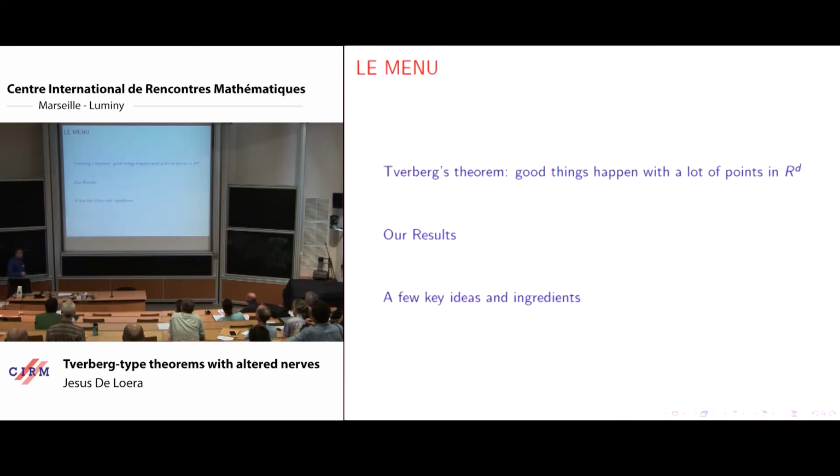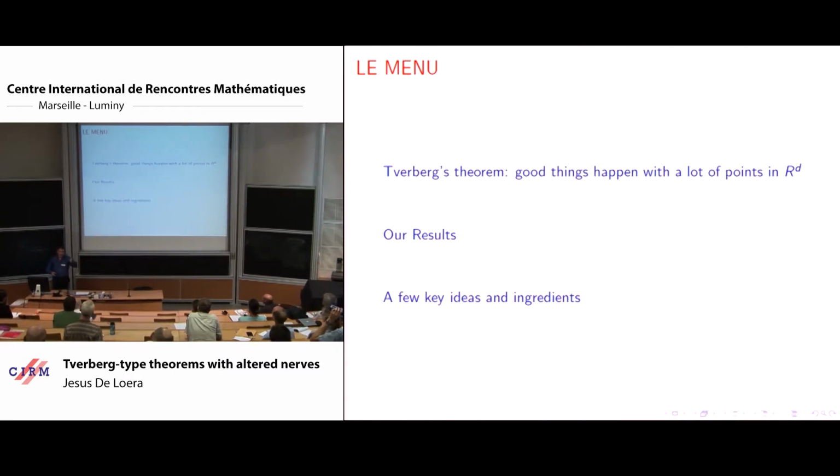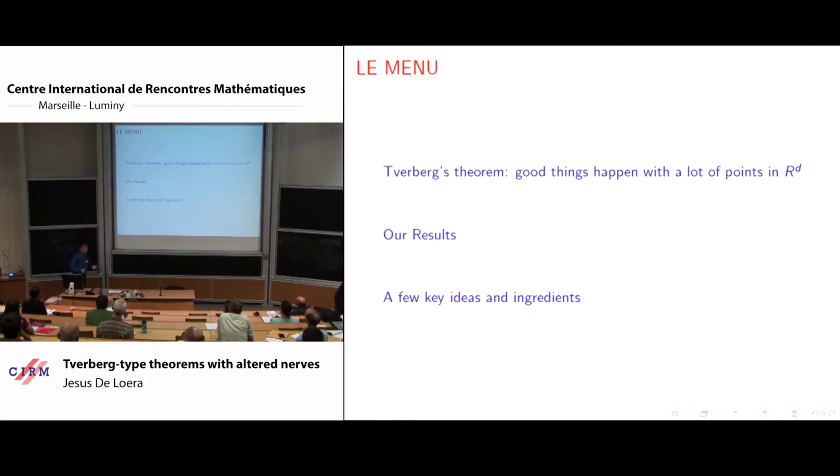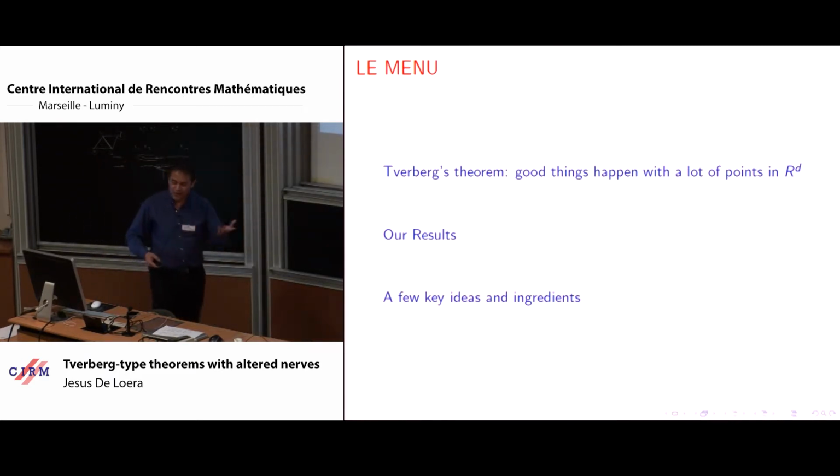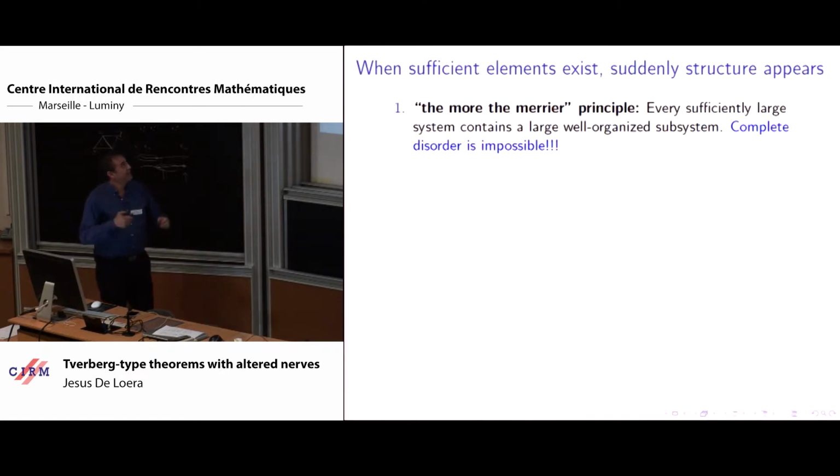So here's a quick overview of what I'm going to do. First, I'm going to tell you what Tverberg's theorem is, in case you have never heard of it. The general philosophy here is going to be very Ramsey: good things happen when there are a lot of elements. I will then present the results that we have, and if I have time, I will tell you a little bit about the ingredients. Hopefully, that's a lot more matroids, so that's probably my goal.